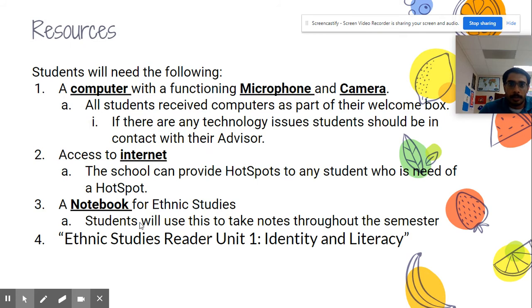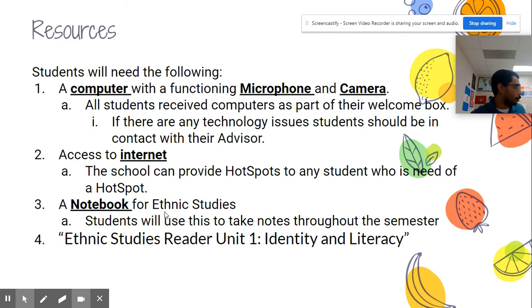I'm going to skip over this. So, things that students are going to need in class. They for sure need a computer with a functioning microphone and camera. All students received computers as part of their welcome box. I know that some computers have issues. If a student has issues with technology, they should let their advisor know because they can help them troubleshoot or get a new computer if they need it. Students are also going to need access to internet. The school can provide hotspots to students if they need internet.